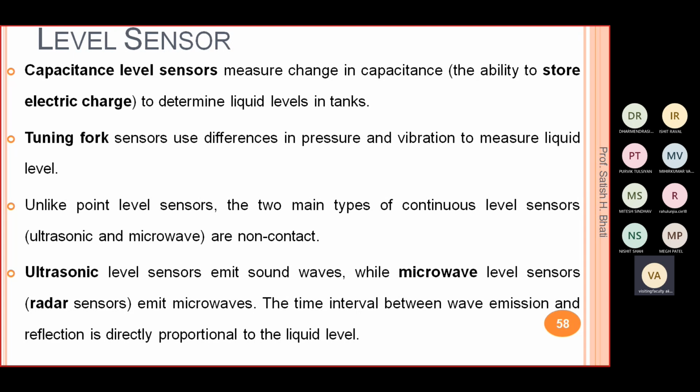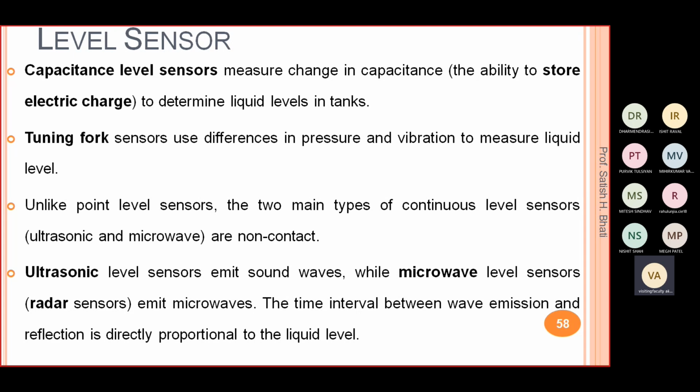Similarly, the microwave level sensor, which is also known as a radar sensor, will generate microwaves. Ultrasonic waves and microwaves are both kinds of signals, but they are of different frequency. So what principle works inside this kind of continuous level sensor? Both are generating or emitting waves. One is generating ultrasonic, the second one is generating microwave.